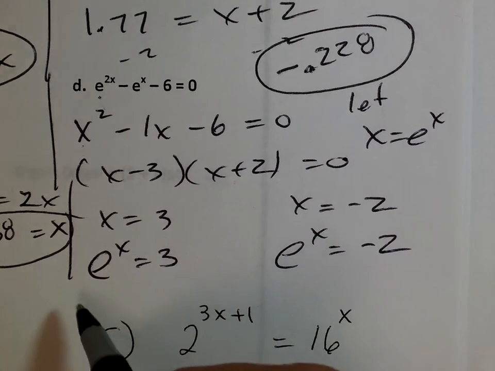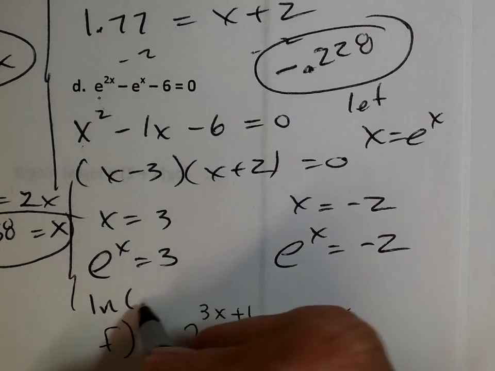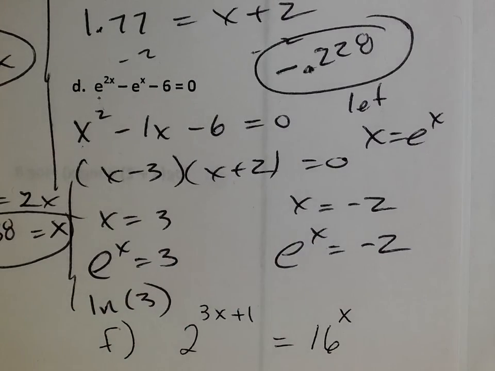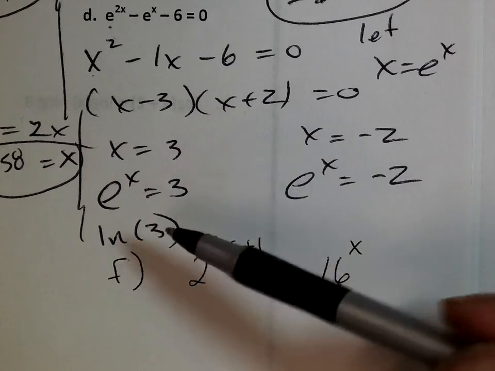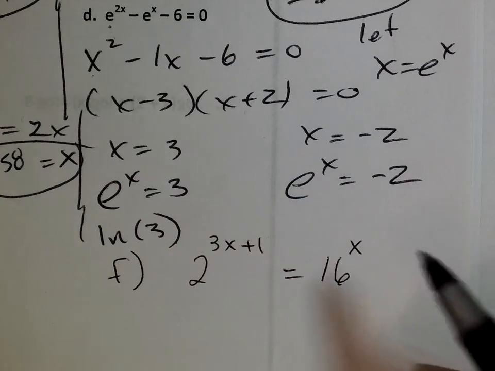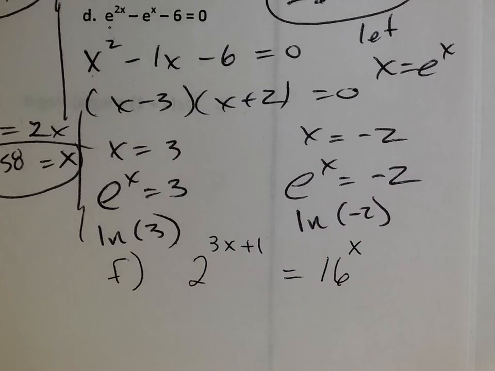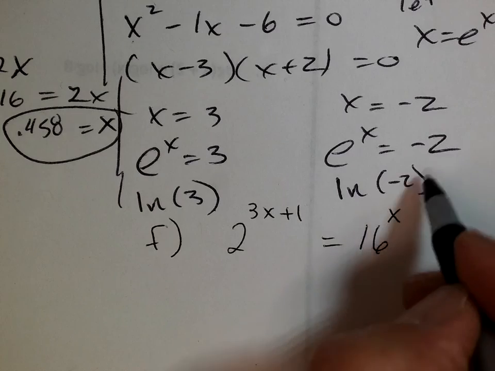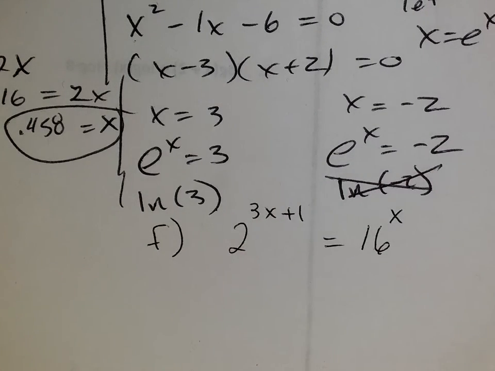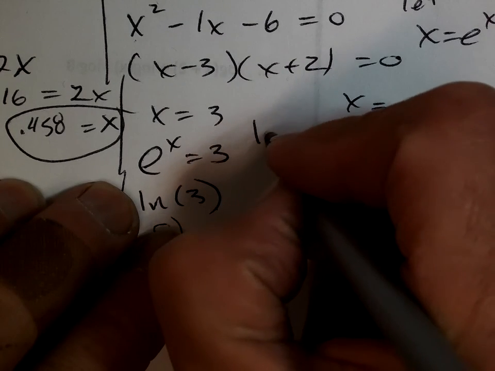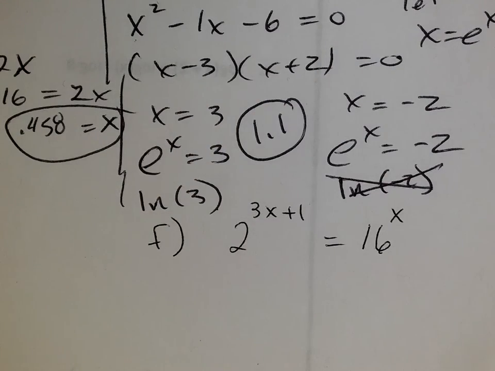So then I've got to change this to ln of 3, because I changed it from exponential to log, and I've got to do this as ln of negative 2. I'm going to throw this one away because it's impossible to do logs of negative numbers, and ln of 3 is some decimal answer. ln of 3 is 1.09. How about 1.1? Okay, and we'll practice that one again tomorrow.